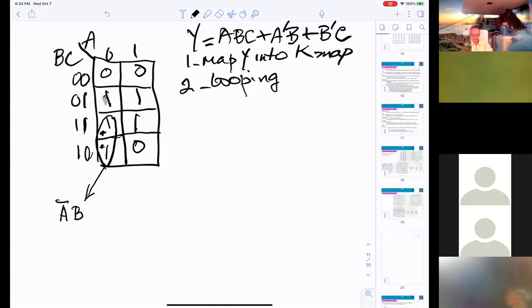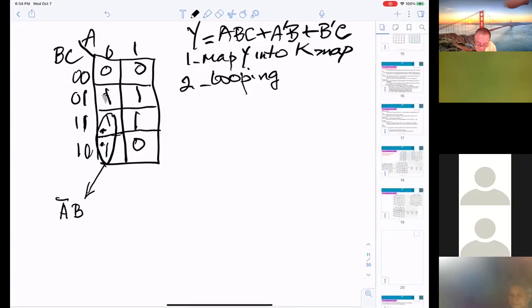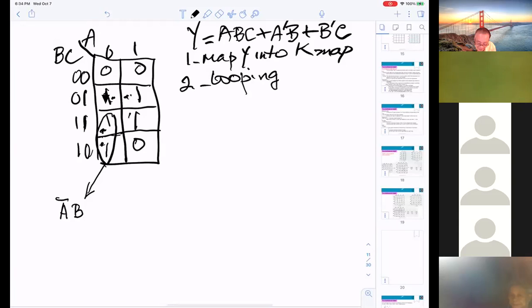Who can loop for me? Oh no. If not, I tell you. So one here, one here, one here, one here are neighbors, right? Yes. And one here is a neighbor. Yes. That loop will be this one. Even if a one is already looped, we can still use that one.